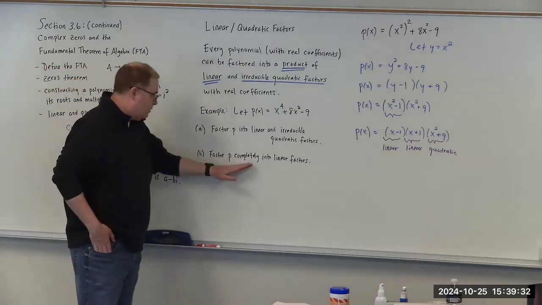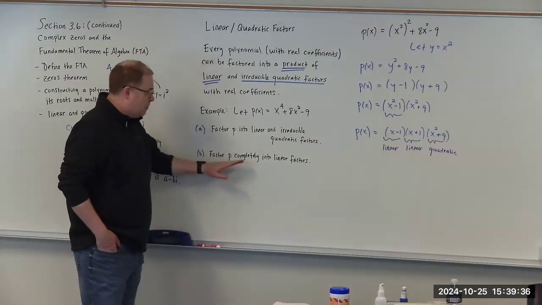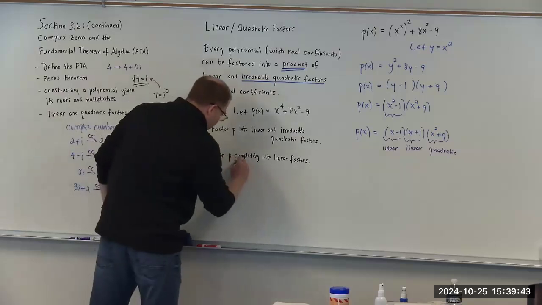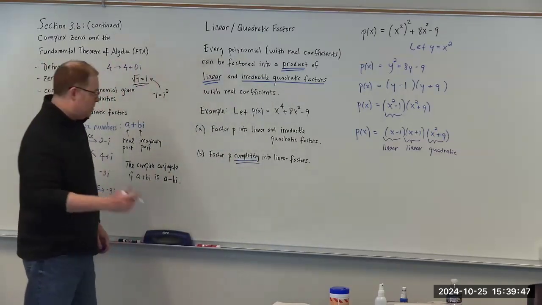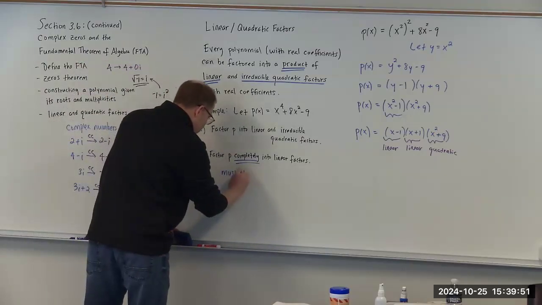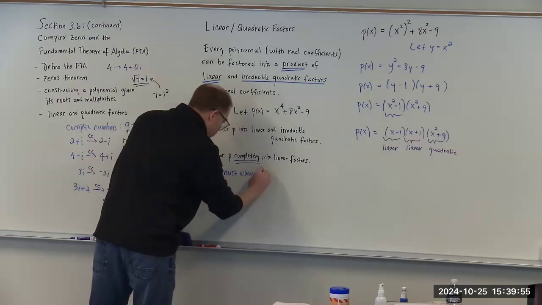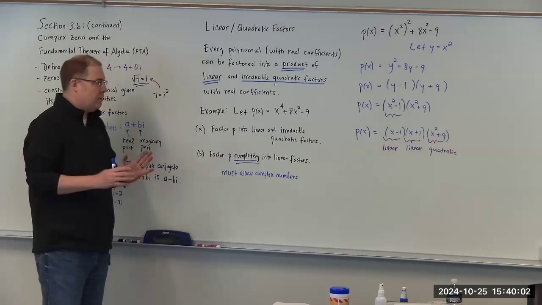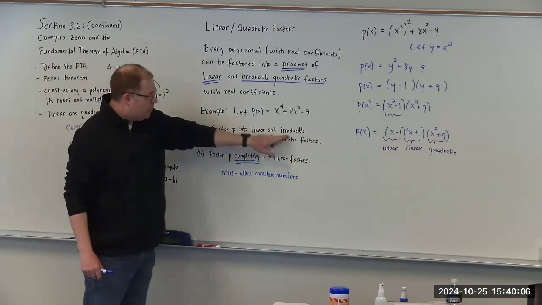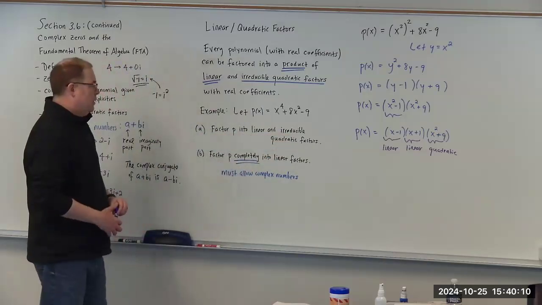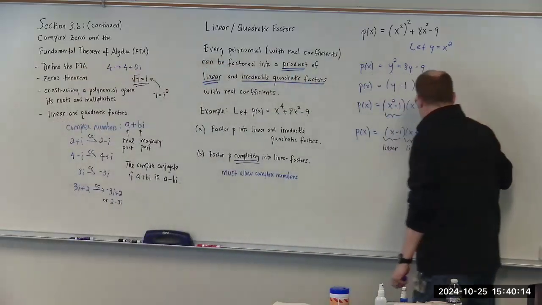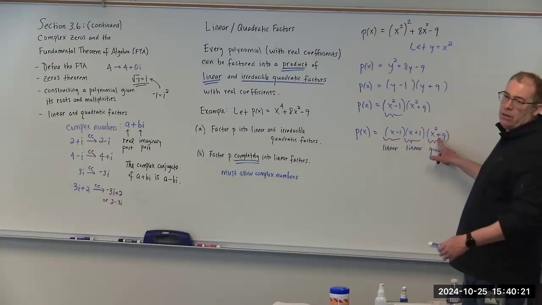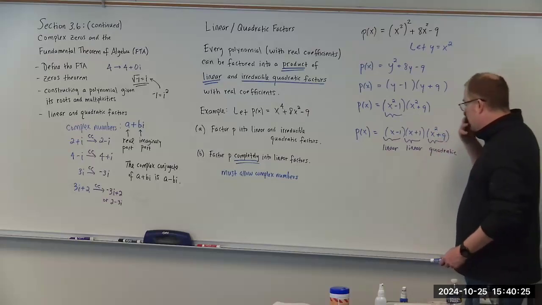So now let's consider B. We want to factor P completely into linear factors. To do this completely, we must allow the complex numbers. We have to allow those if we want to reduce this some more. Right now it's irreducible, irreducible quadratic factors. Irreducible means that we can't factor this any further because we're not dealing with complex numbers. If this was x squared minus 9, then yes, we could reduce this using the difference of two squares.